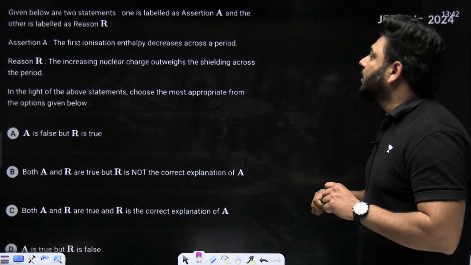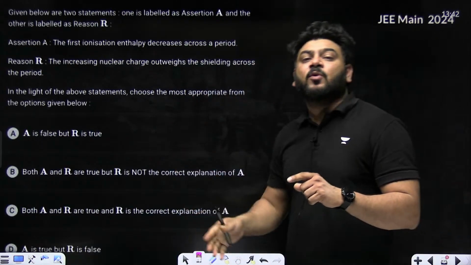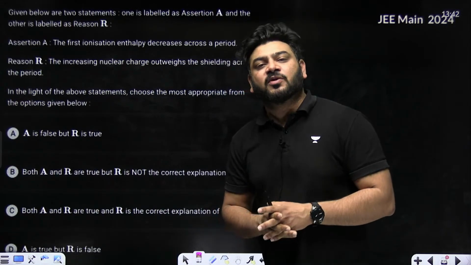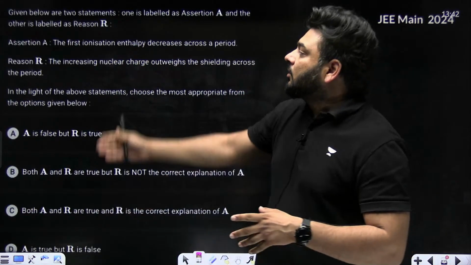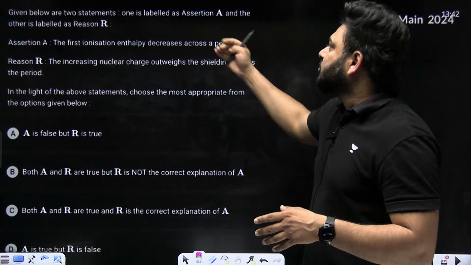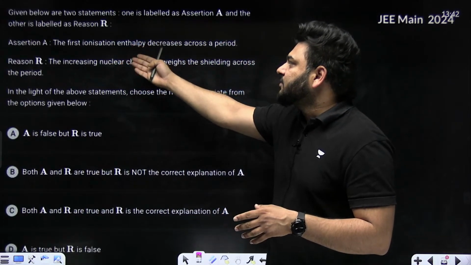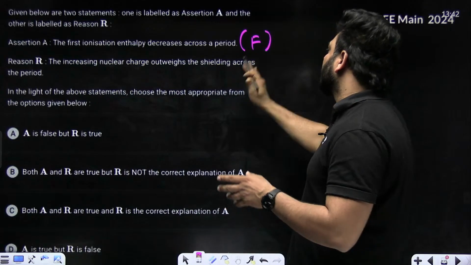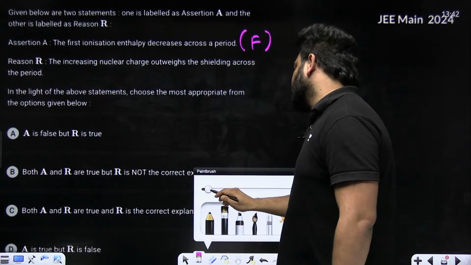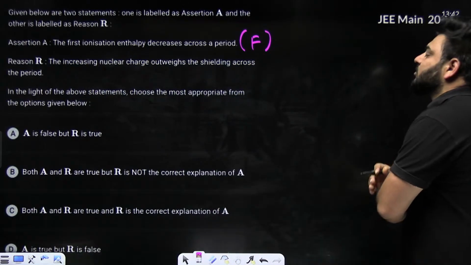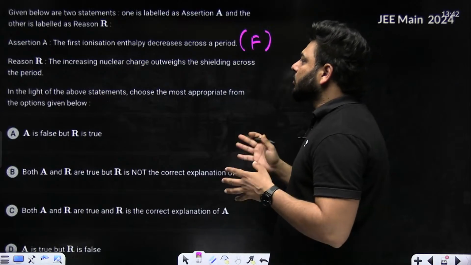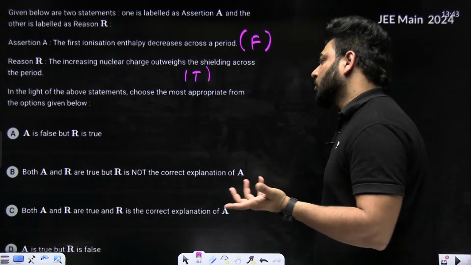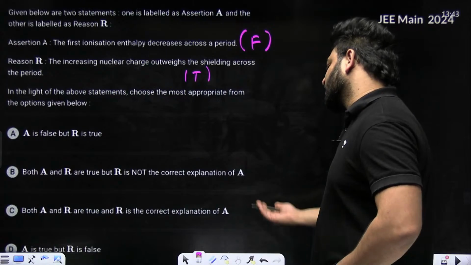The question simply says that these questions are all based upon ionization energy, and this topic is very much important, and has been asked previously various times. This is an assertion reason question. Assertion is the first ionization enthalpy decreases across the period, which is false, because if we go left to right, the first ionization enthalpy increases because Z effective increases. The increasing nuclear charge overweighs the shielding across the period, which is true. So reason is true, but assertion is false.